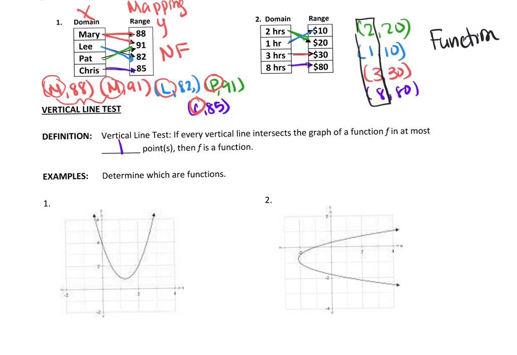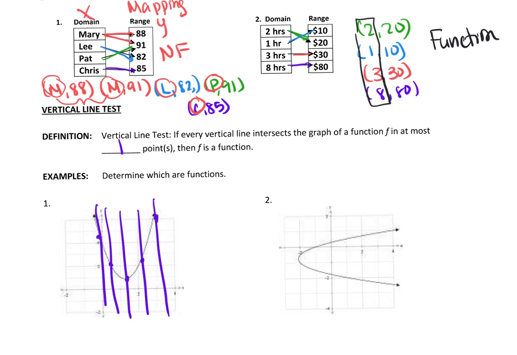So what you literally do is determine which are functions. You draw lines through it like this, vertical lines. If the graph only hits at exactly 1 point, which you notice it is hitting here, here, here, here, and here, the vertical lines are actually measuring x values. And because of that, this is a function. This passes the vertical line test.